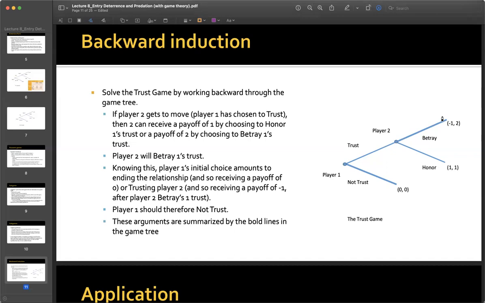Knowing this, player 1's initial choice amounts to ending the relationship, receiving a payoff of 0, or trusting player 2 and receiving a payoff of -1. So therefore, player 1 should not trust. Player 1 should not trust here. That's why this one has a bolder line than this one.